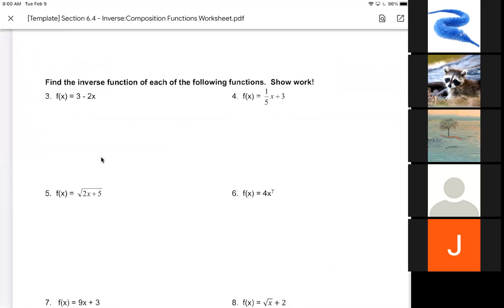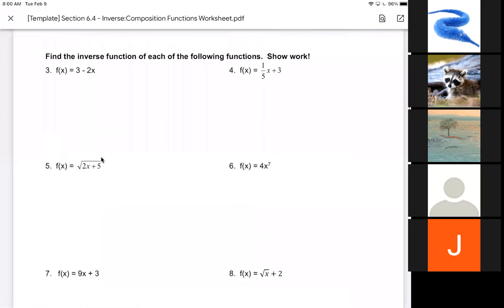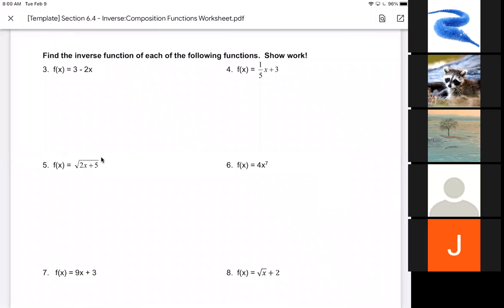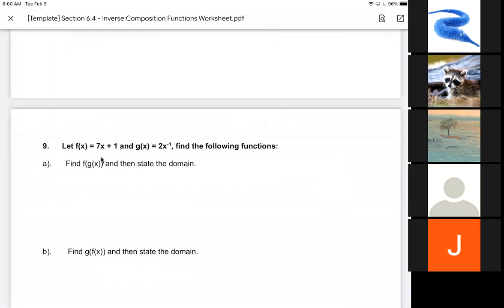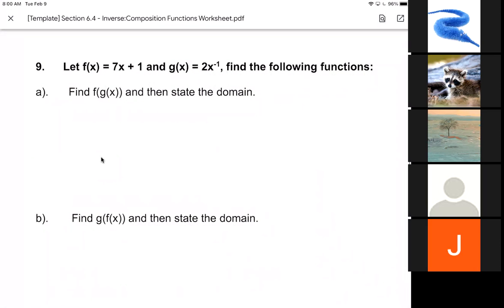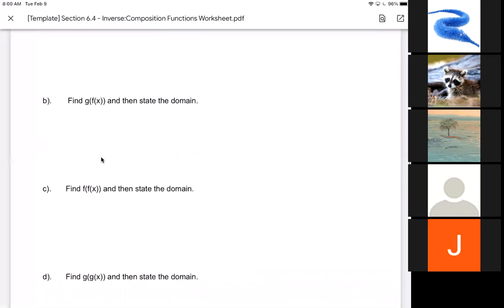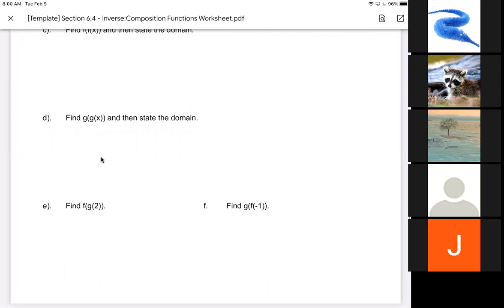The second group of problems wants you to actually find the inverse. This is where you're switching x with y, solving for y, and writing it in inverse notation. So again, these problems, you're finding the inverse. And then on the back of the page, I gave you a pair of functions. And in those pair of functions, you're performing the composite operation, the f of g of x, and you're stating the domain. So I believe there's 4 of those questions, and then the last 2 problems are evaluating for a given value of x.